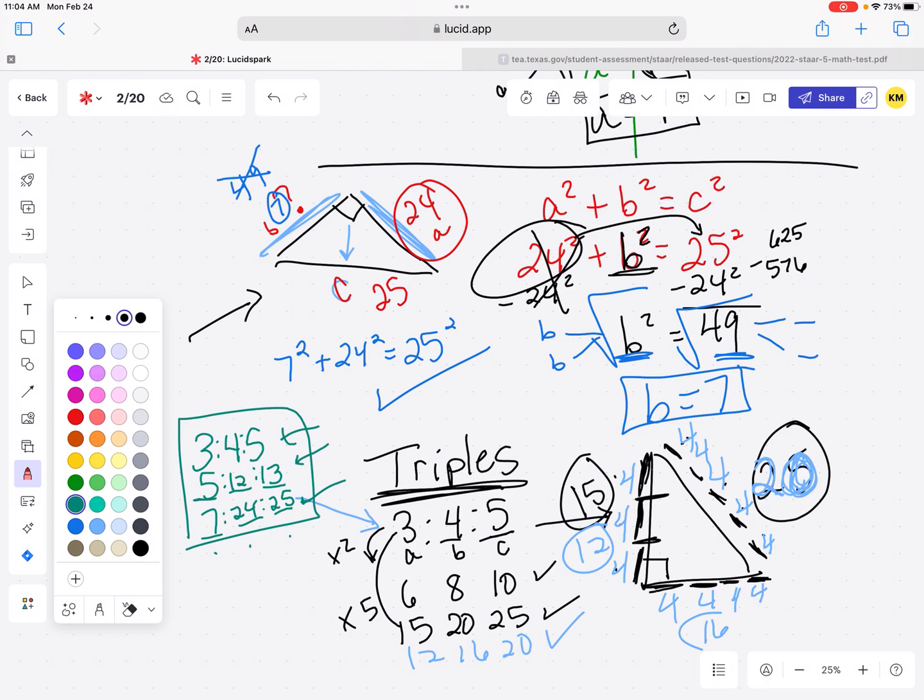So if I lost you there, that's okay. You can just keep checking your formula and using it to see if it is a Pythagorean triple. We'll talk a little bit more about that in class tomorrow.